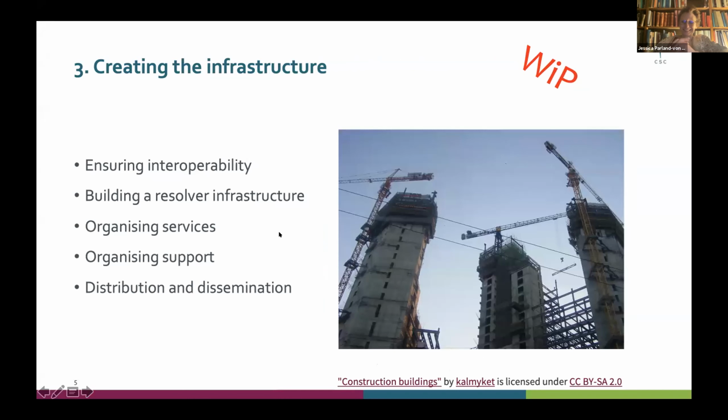And then the third step or stage was creating the actual infrastructure. And here there were aspects like ensuring interoperability, building a resolver infrastructure, organizing the services, organizing support, and then seeing to distribution and dissemination.